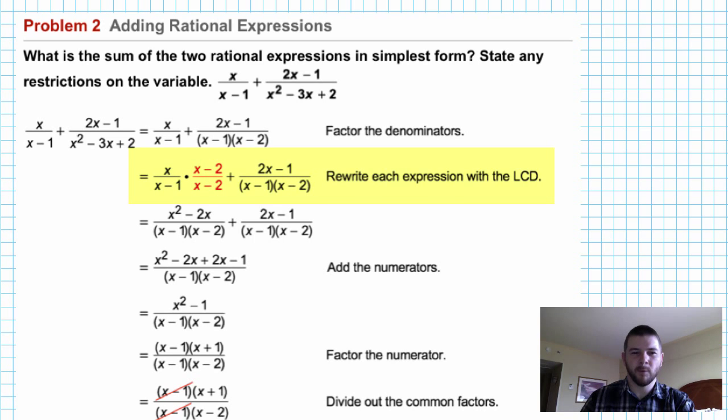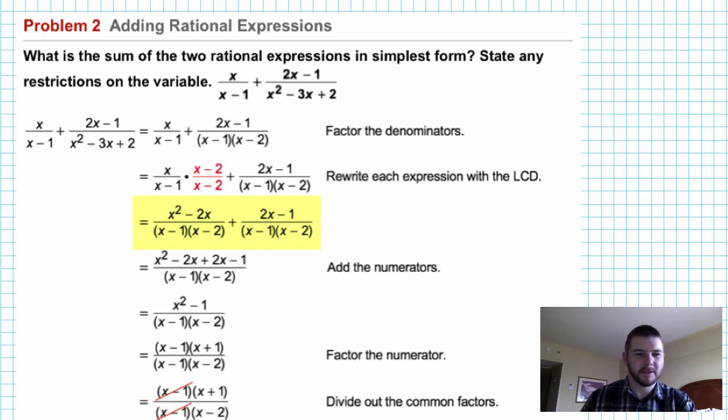Remember, we're multiplying by 1. X minus 2 over x minus 2 is 1, just 1 written in such a way that it accomplishes a task for us. And we arrive at an equivalent rational expression on the left, being x squared minus 2x over x minus 1 times x minus 2. Now we do have a common denominator, x minus 1 times x minus 2.